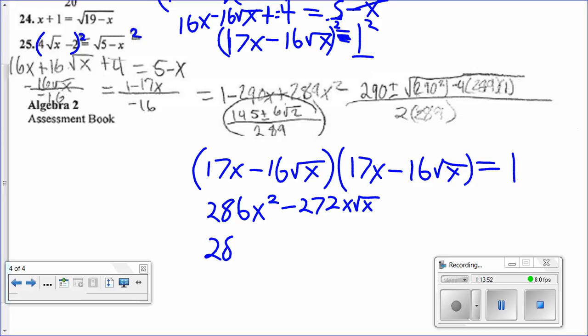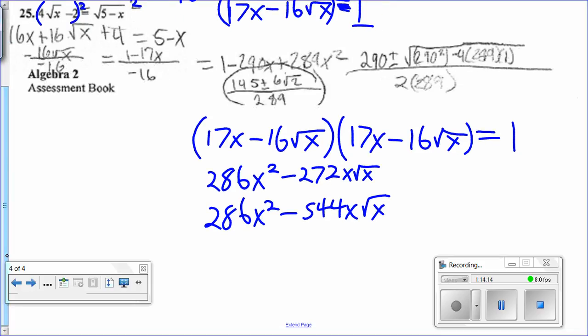So let's just go ahead and rewrite it. 289x squared minus 272 times 2, 544x root of x, and then plus 256x equals 1.